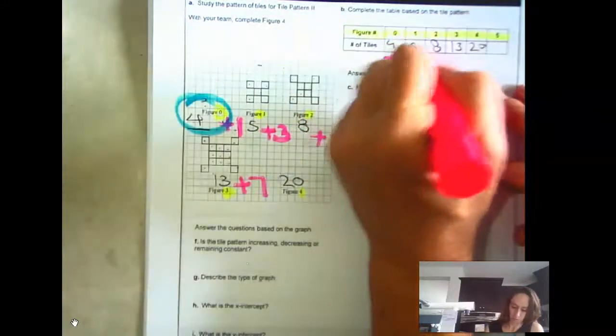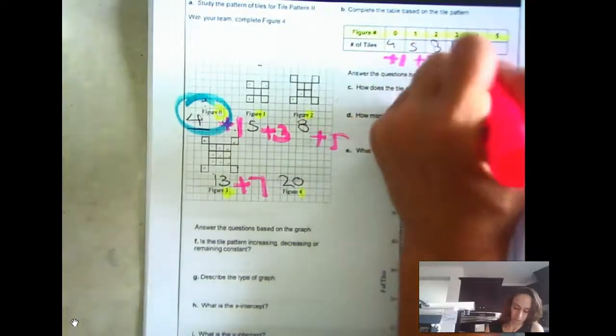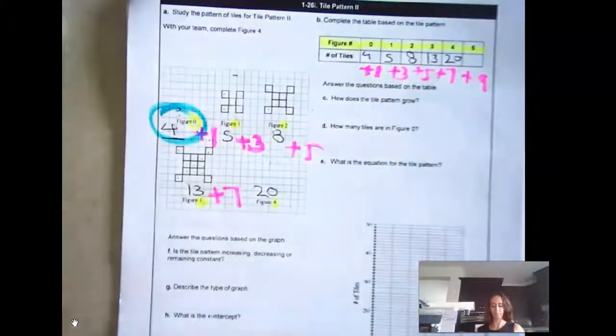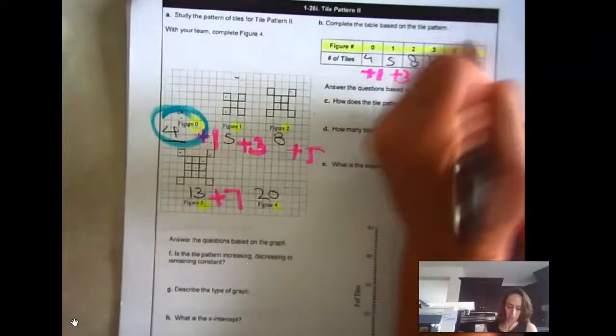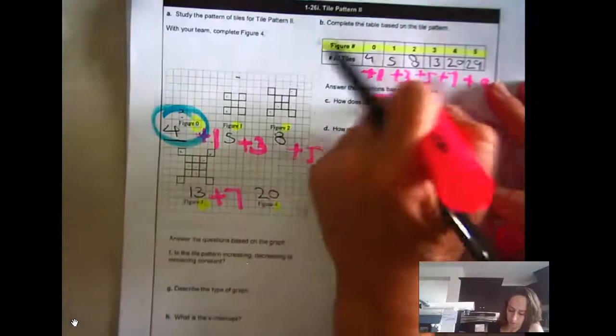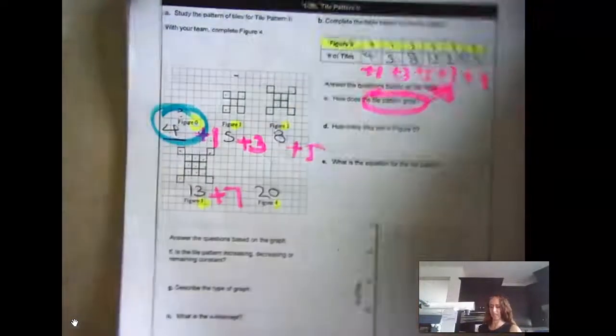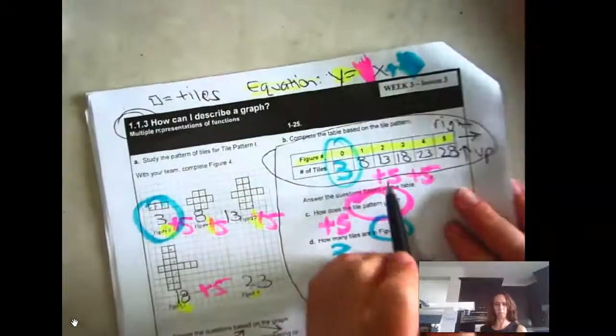Plus 1, plus 3, plus 5, plus 7. What do you think this is going to be? Plus 9. So when it says, how does the pattern grow, it's not the same. It's not like this one. Look at this. Plus 5, plus 5, plus 5, plus 5.